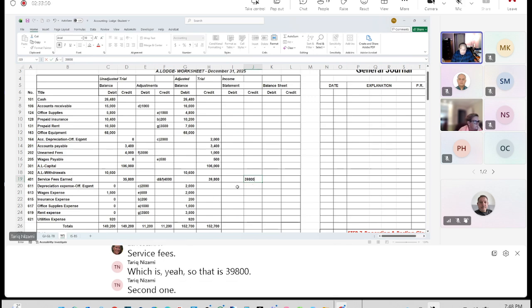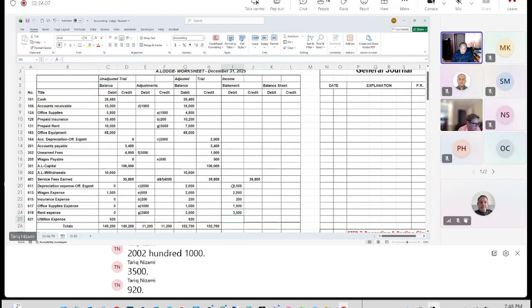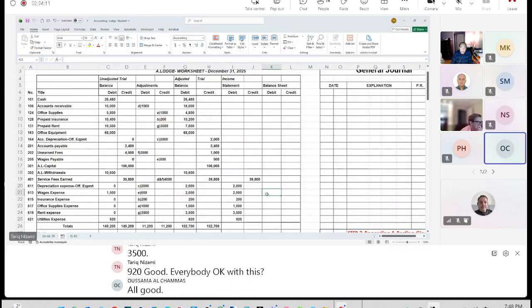Second one, be careful. 2,000, 200, 1,000, 3,500, 920. Good. Everybody okay with this? All good. Can you repeat it here, please, Mr. Tariq? Why do you start from here?